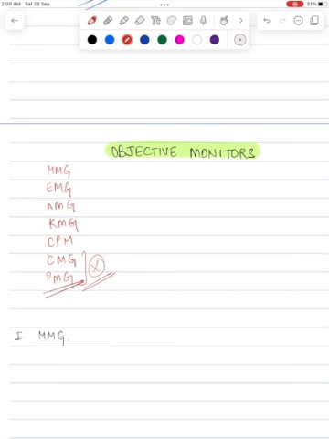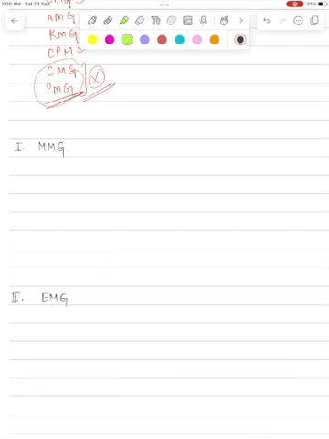Only objective monitors which are currently available are based on the AMG, EMG, CPG, and KMG. So MMG is mostly used for research purposes, and KMG, CMG, and PMG are also used for research purposes only. They are not available clinically. Now let's talk about mechanomyography or MMG.